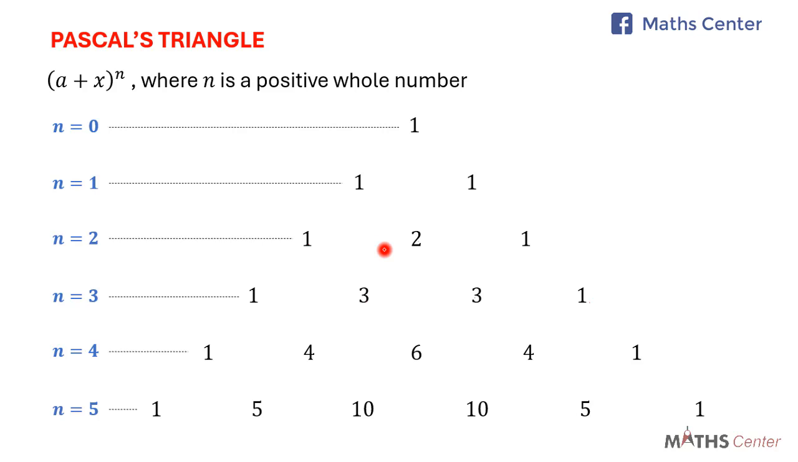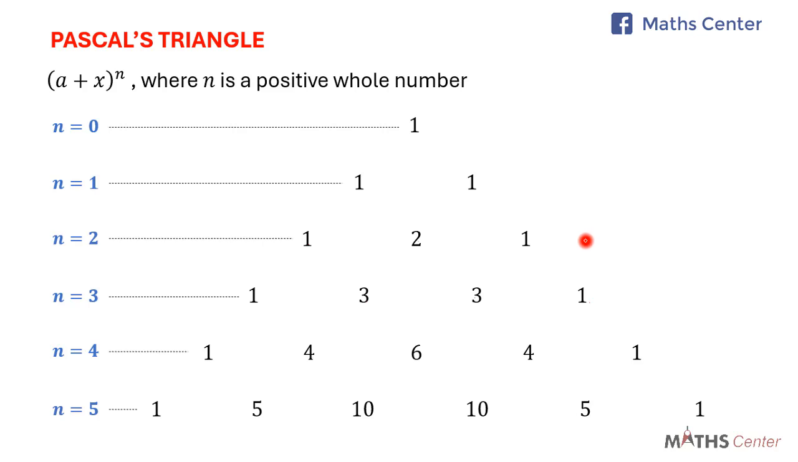Now what we have here is the coefficients of the binomial expansions. So for example, what this means is that if you have a binomial expansion of the form (a + x)^n, and n is 4, that is, if the exponent on the binomial expression is 4, then the binomial expression will have 5 terms, and the coefficient of the first term will be 1, the coefficient of the second term will be 4, the coefficient of the third term will be 6, the coefficient of the fourth term will be 4, and the coefficient of the last term will be 1.